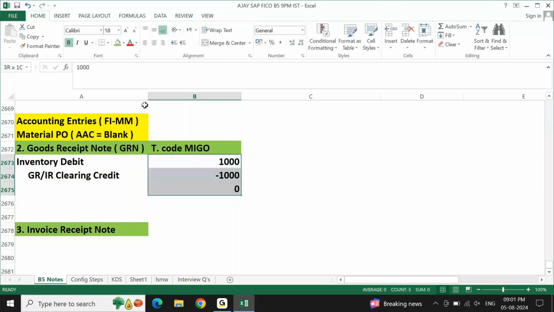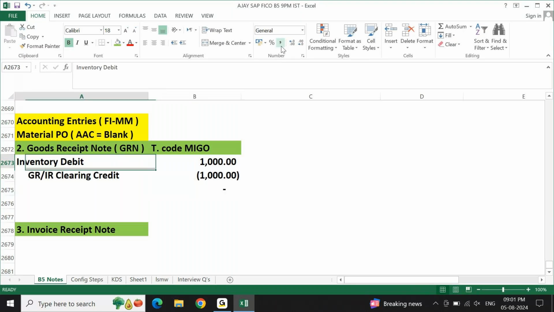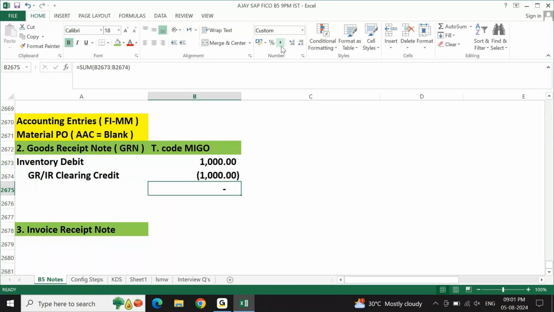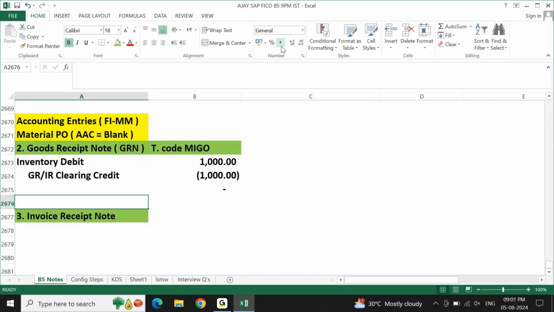As we discussed, whenever you put any amount, you should always put the amount in the accounting language, meaning you have to put the accounting signature called comma. If you put comma style, this will become accounting format. So that all the positive numbers will appear as they are, all the negative numbers will have a bracket, so that it will be easy for anybody to identify this is a credit balance, this is a debit balance. Debit and credit should be equivalent to 0. That is where total is 0. Okay, this is your accounting entry in case of GRN or in case of MIGO if your purchase order is a material PO.